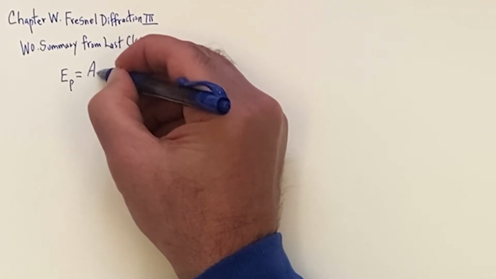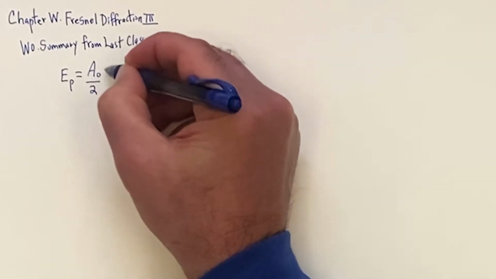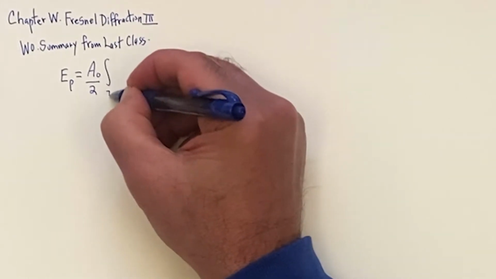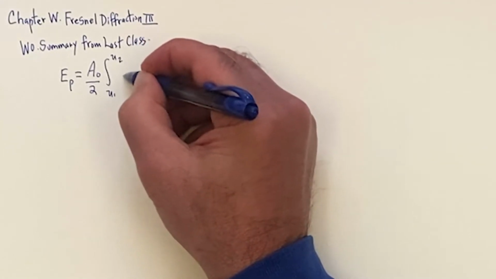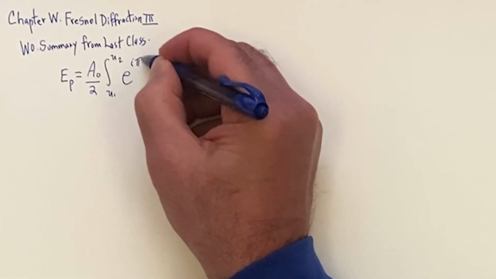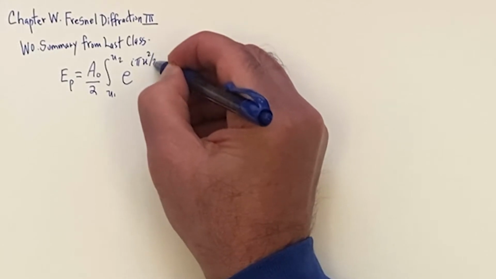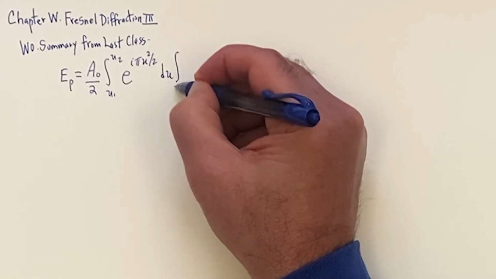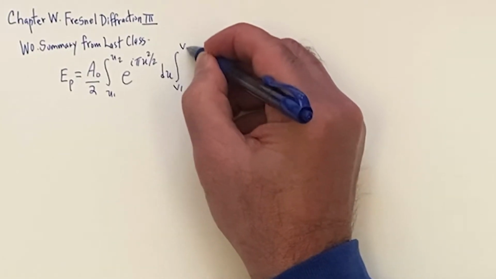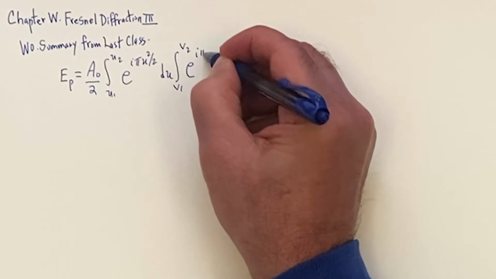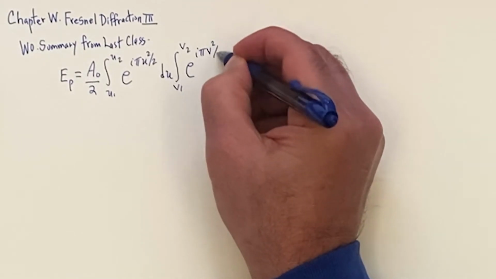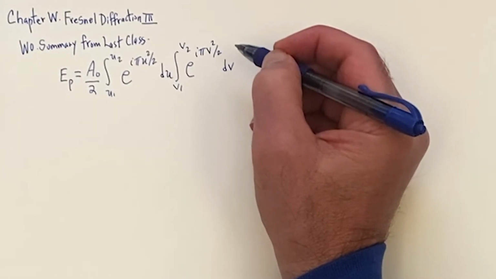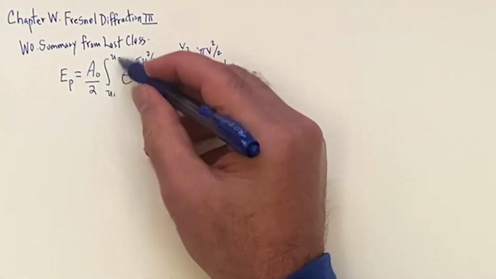We have A naught over 2, the master formula, and we're going to integrate here U1 to U2. This is the general formula. We're going to break this up into the 2 dimensions. Like if we had a rectangle, we would go length and width. Here's V1 to V2. So I'm just copying down the formula from the previous page, e to the i pi V squared over 2 dV. And now what I want to do is integrate over everything.